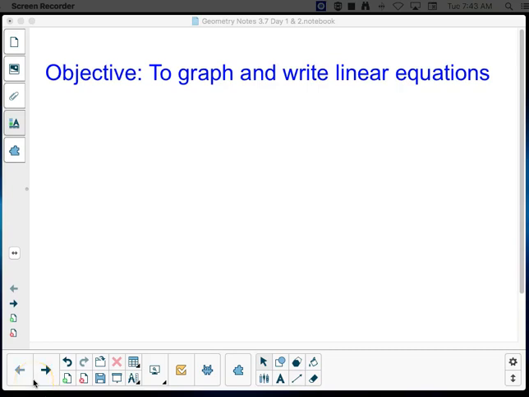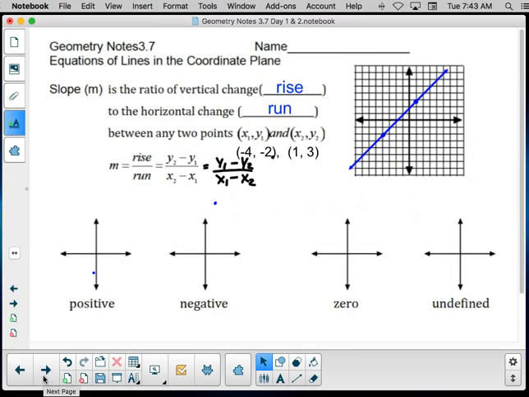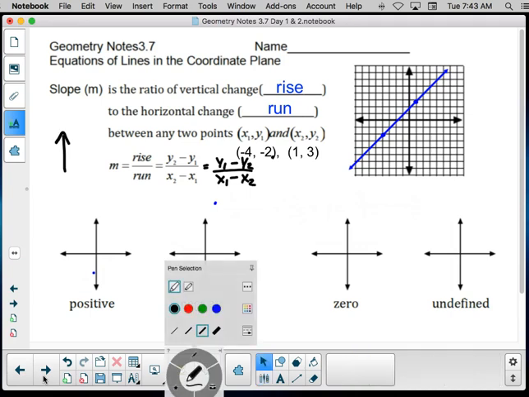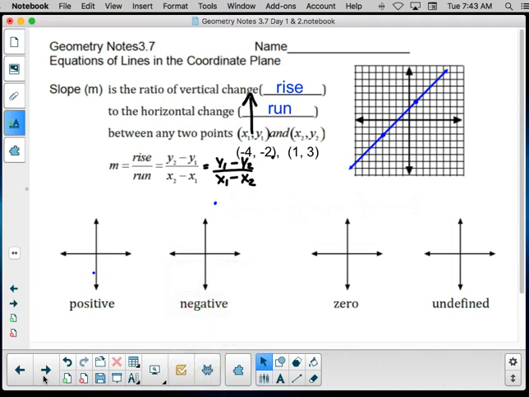Okay, this is Geometry 3.7, graphing the coordinate plane. Our objective today is to graph and write linear equations. So you've seen slope. M is the ratio of the vertical change, and that'll be rise, okay, to the horizontal change, run.